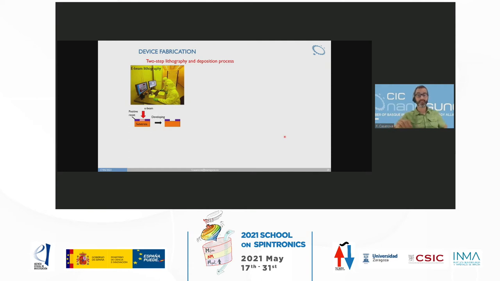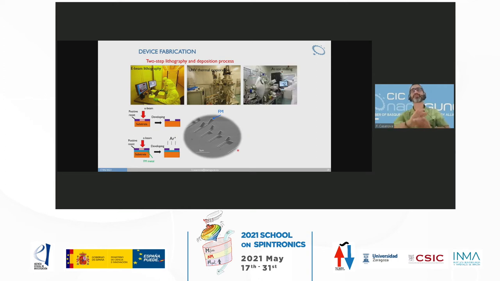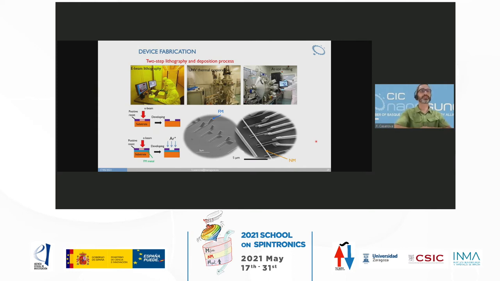So this type of devices, as an example here, are fabricated with nanofabrication. You need different steps. You can fabricate your ferromagnet first, then do a second lithography step. If you want to work with transparent contacts, for instance, they have to be very clean. So you have to do a milling process at the interface before you deposit the second material. So just for you to have a flavor of how these kind of nanostructures can be fabricated.